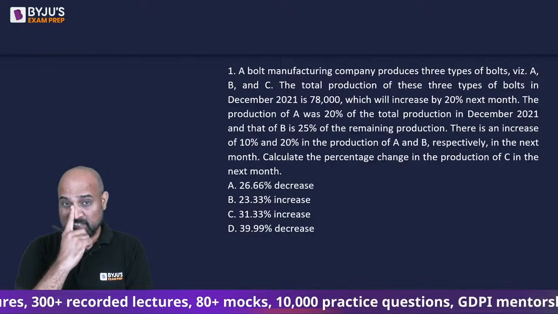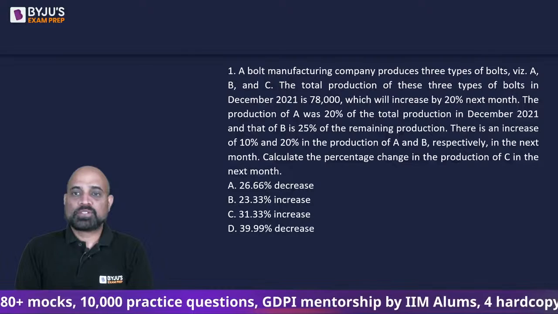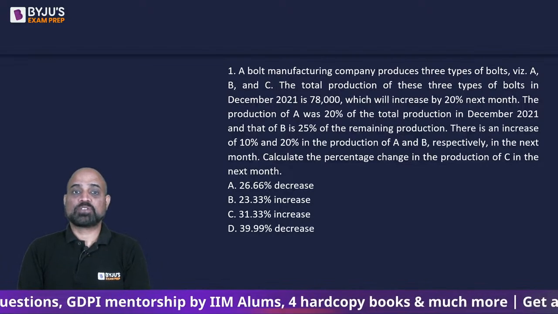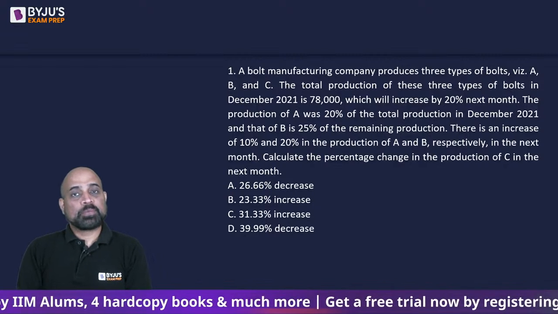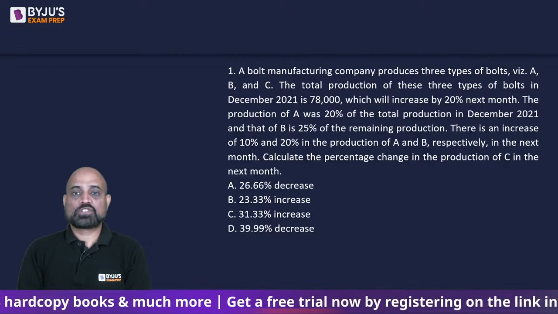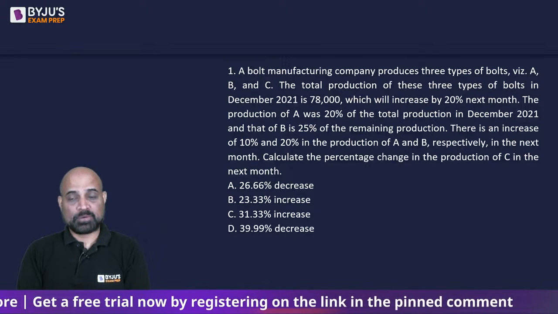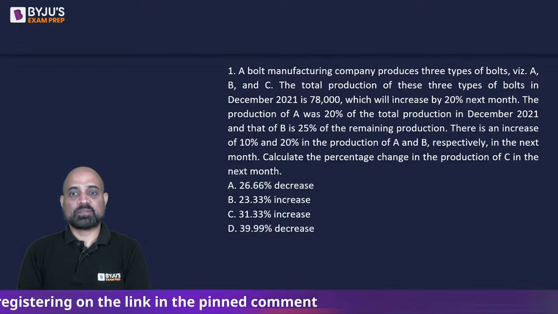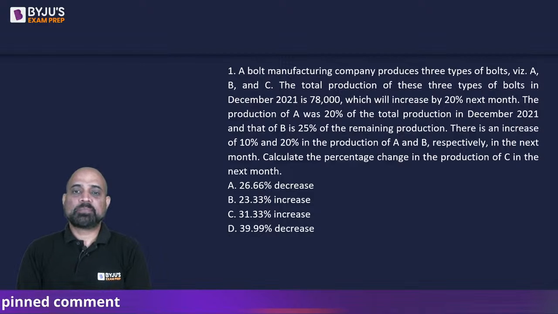It's around the corner. So the first question: a bolt manufacturing company produces 3 types of bolts, that is A, B, and C. The total production of these 3 types of bolts in December 2021 is 78,000, which will increase by 20% next month. The production of A was 20% of total production in December 2021, and that of B is 25% of the remaining production. There is an increase of 10% and 20% in the production of A and B, respectively, in the next month. Calculate the percentage change in the production of C in the next month.